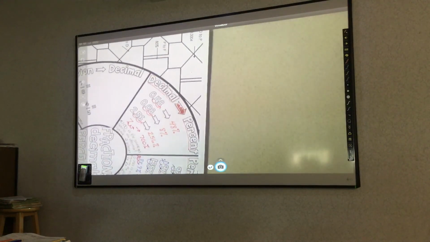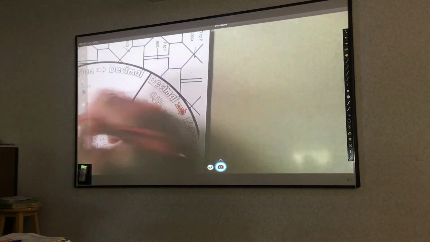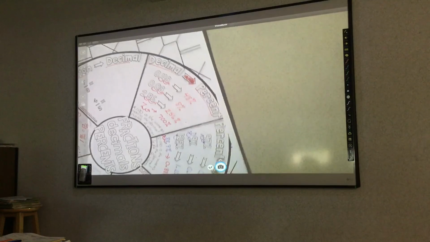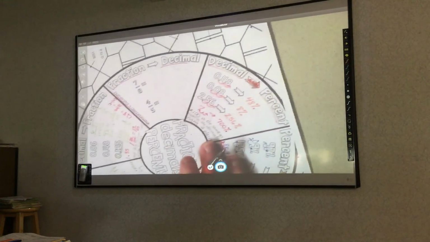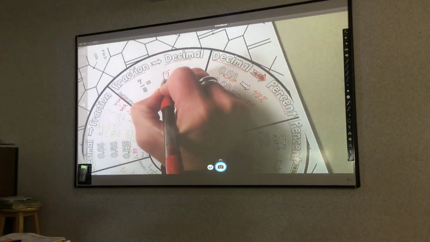Alright, our last one, stick with me guys, we're just about there. Fraction to a decimal. All you do is numerator divided by the denominator. We've done these a lot. Fraction to a decimal. So we just take 7 divided by 8.